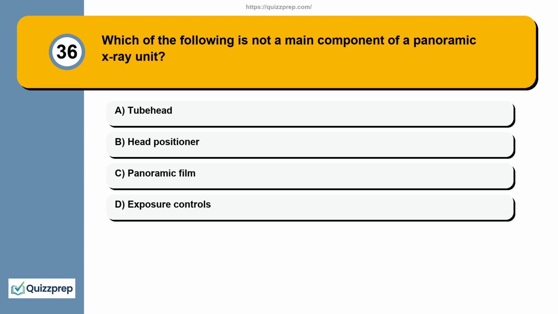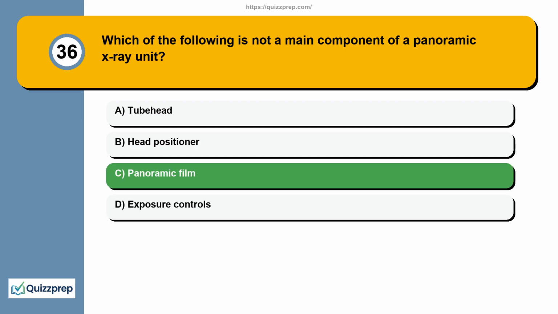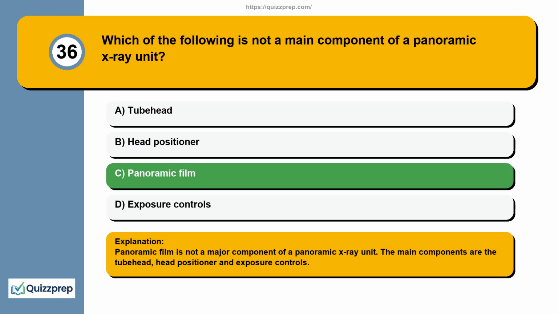Question 36. Which of the following is not a main component of a panoramic X-ray unit? Tube head, head positioner, panoramic film, exposure controls. Panoramic film is not a major component of a panoramic X-ray unit. The main components are the tube head, head positioner, and exposure controls.